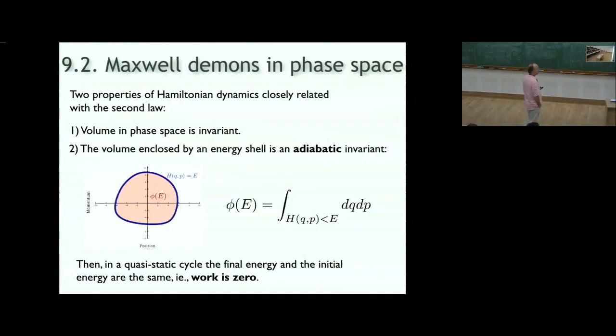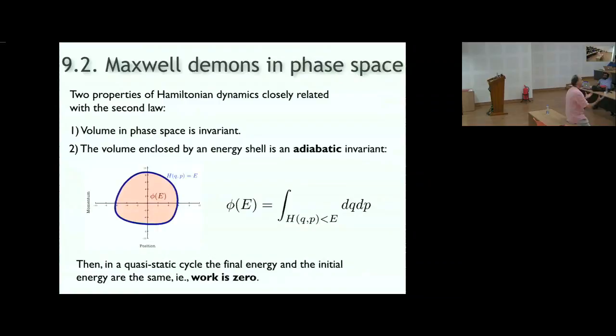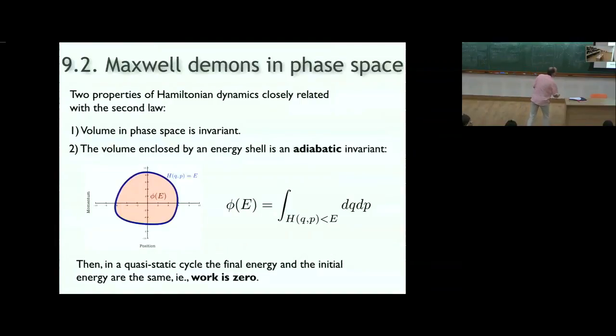with the second law. One is the Liouville theorem that tells you that if you start with a region in phase space and you evolve with a Hamiltonian, the volume must be the same. Maybe the shape is very strange, but it's the same. And the second one, which is less known, is that the volume enclosed by an energy shell is what is called an adiabatic invariant. Adiabatic invariant means that it's an invariant when the evolution is very slow. So you have an external parameter, and when something is changing very slowly, you have some invariants there, some things that are constant, and one of those is the volume enclosed by an energy shell, which is this one here.